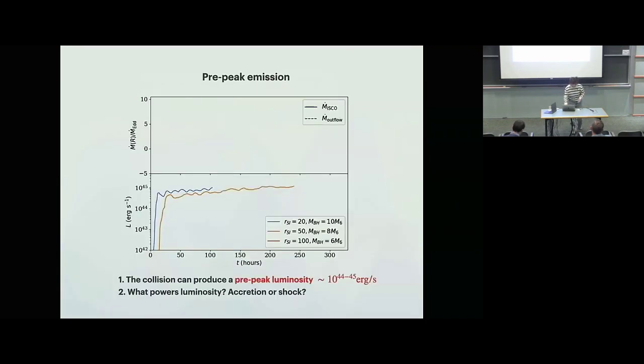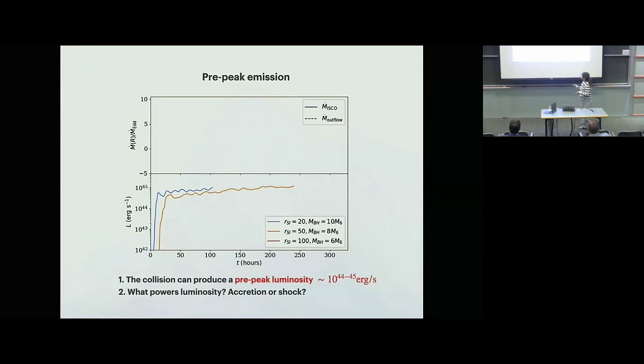One thing we can do is look at the luminosity we can collect at a sphere of fairly large radius, outside of the photosphere, and plot it as a function of time. The first thing we notice is that in both cases, we get a pretty prompt luminosity from the stream-stream collision, reaching something like a few times 10^44 ergs per second. I think that's definitely an interesting amount for pre-peak emission.